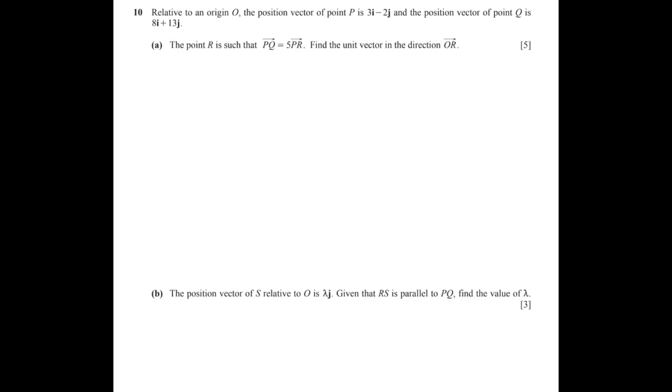So we've got 2 position vectors, P and Q. Position vectors start at the origin, and then P goes 3 to the right and 2 down, and Q goes 8 to the right and 13 up. All right. Then we have point R, which is on PQ, and PQ is 5 times as big as PR. Okay, we'll have to draw that to get a good sense of what's going on there, I think.